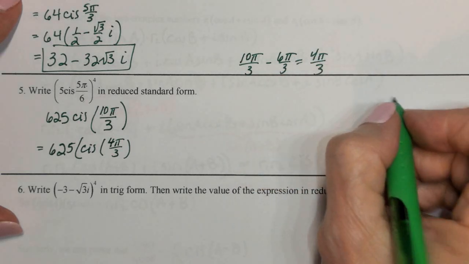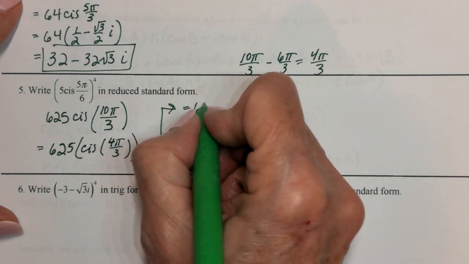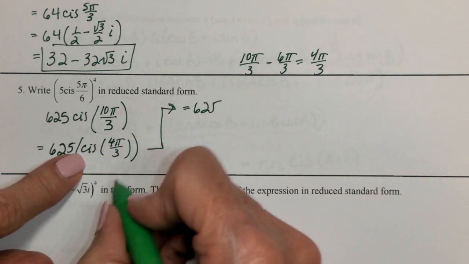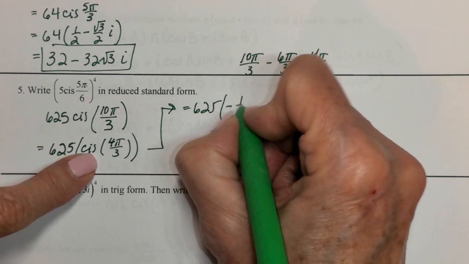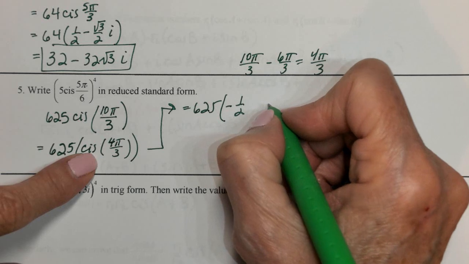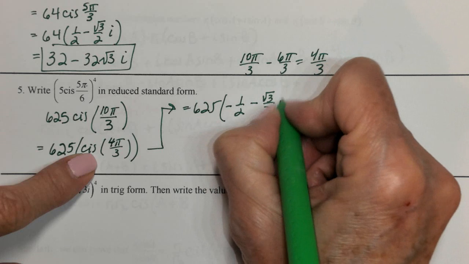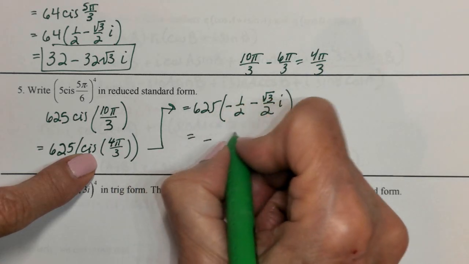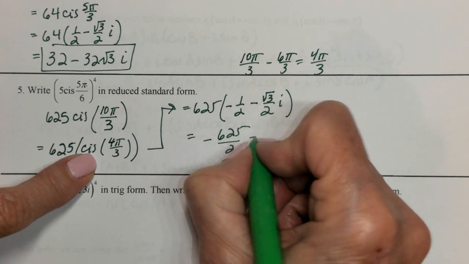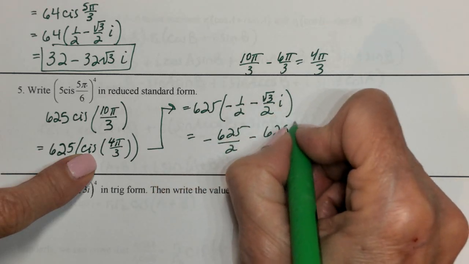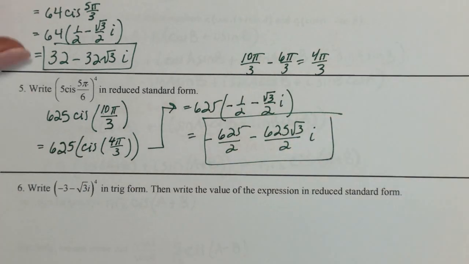They are coterminal, so they have the same cosine and sine. So that will be 625 cosine of 4 pi over 3, that's quadrant 3, so negative 1/2. Sine of 4 pi over 3 is also negative, square root 3 over 2. So this will be, in reduced standard form, negative 625 halves minus 625 square root of 3 over 2 I. Reduced standard form.